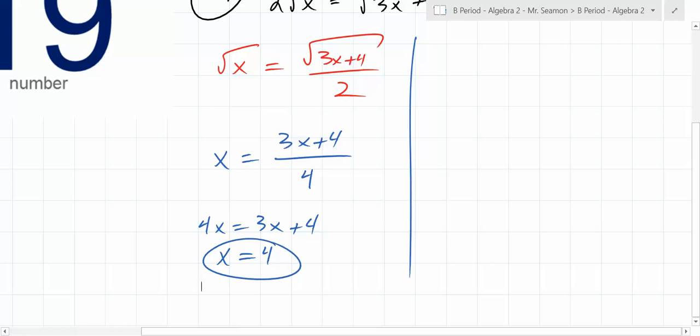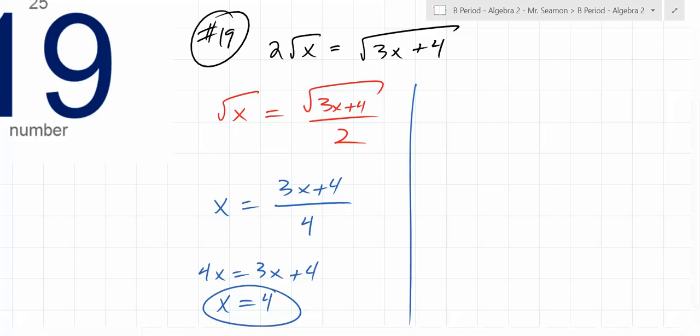And then after you do that, what's really important that you do? Check your answer. Does it check? It does check. Okay, there's another order we can do it in. I'm doing it that way to remain consistent with how we did it last week.